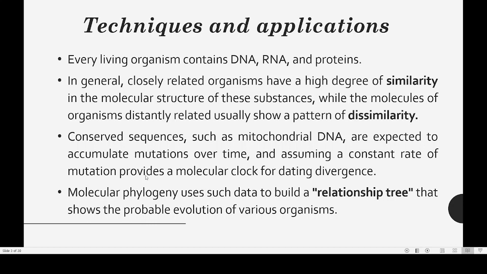Assuming a constant rate of mutation provides a molecular clock for dating divergence. Divergence means one organism splitting into two separate species. That is known as a divergence. One species is gradually splitting into two or three different types of species. So by simply measuring how these mutations are occurring in the mitochondria, we will be able to predict that this organism might have existed during this period of time.